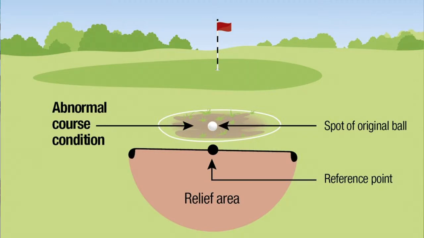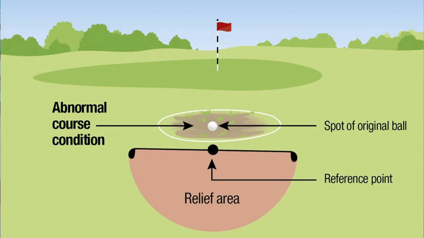So this is a good example. This is an abnormal ground condition. It could be something done at maintenance works. It could be temporary water. It could be wherever. So in this example, the nearest point of complete relief is here, which we call our reference point. It just happens to be behind it. It doesn't always have to be behind it. It's just the nearest point of complete relief. So from there, we have one club length at either side, no nearer the hole, and you have the circumference of that as your relief area.